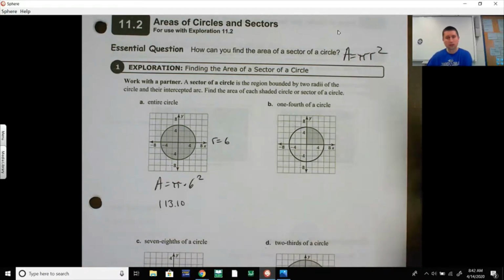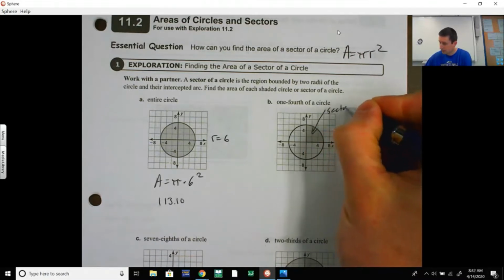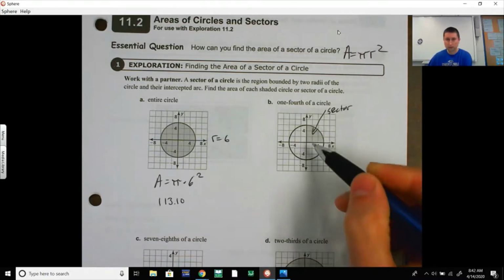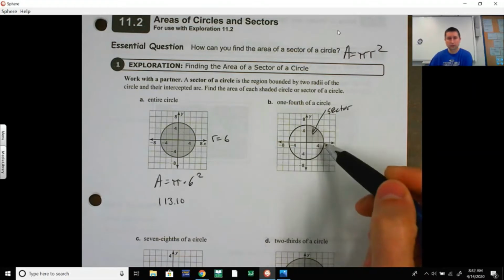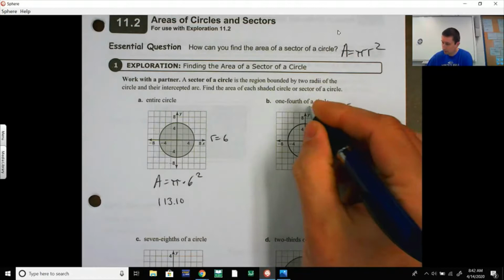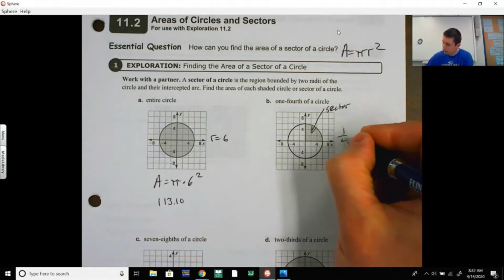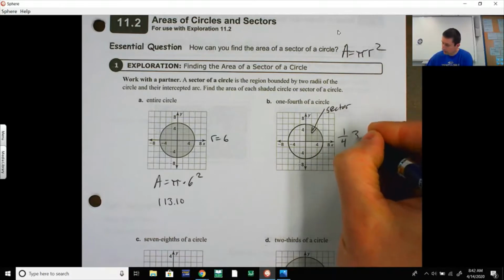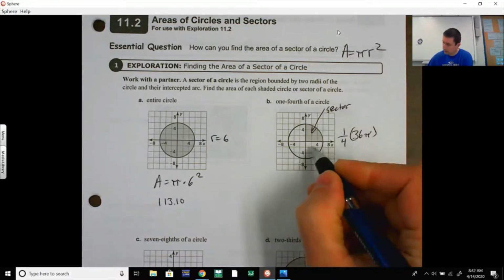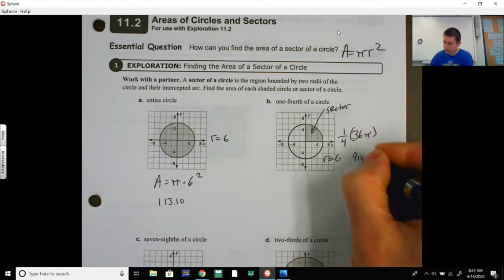When they start talking about a sector, this shaded region, this is the sector. A shaded region of a circle. So they don't want the area of the entire circle, they just want a region, a part. And it's going to come down to this angle again. They want 1/4 of a circle. So they want 1/4 of the 36 pi, because remember, our radius was 6. So 1/4 of the 36 pi, that'd be 9 pi.